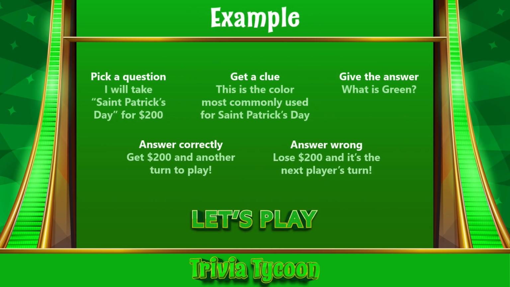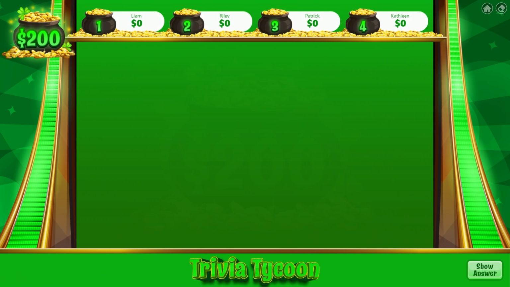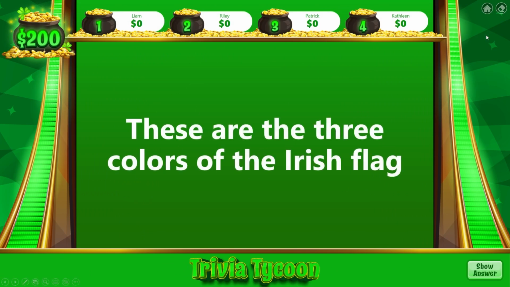The instructions also share an example to give players an idea of how the game is played. Once you've gone over the instructions, click Let's Play to begin. The first player will choose a category and question value. The clue will automatically appear and then the timer will start immediately after.